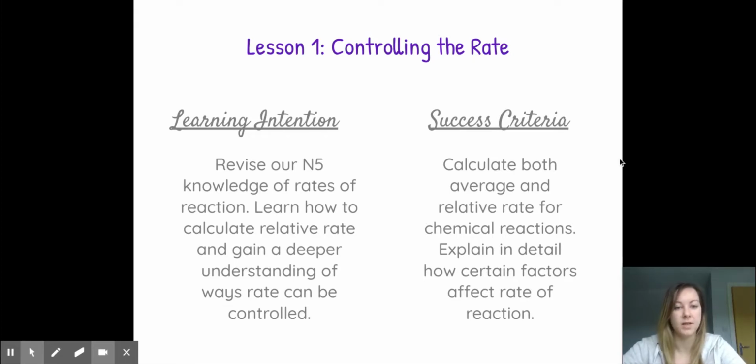So we're going to calculate both average rate and relative rate for some chemical reactions and explain in detail how certain factors affect the rate of reaction. So this is going to include a wee bit more detail built upon the foundation that we already know from Nat 5.